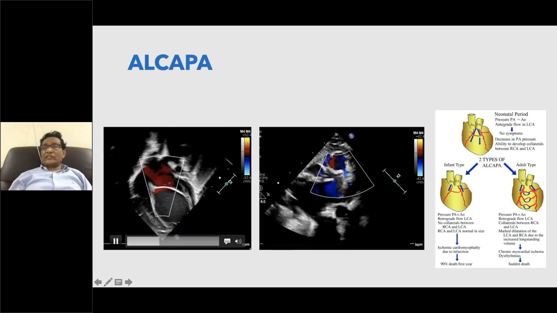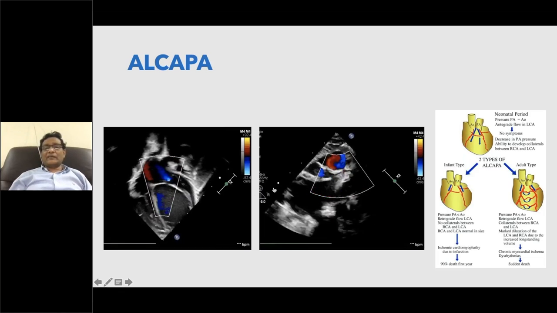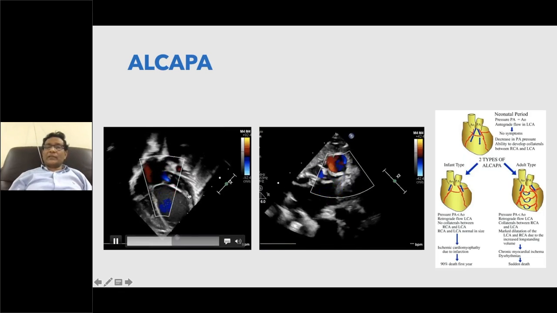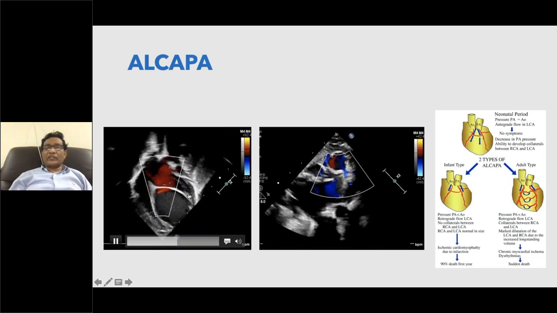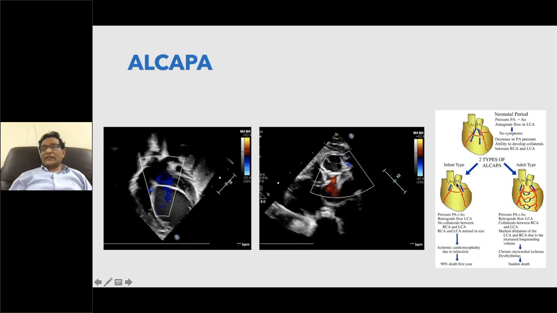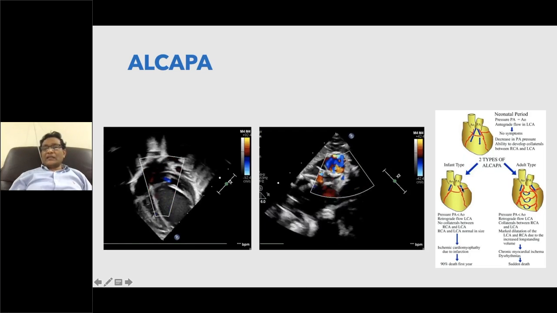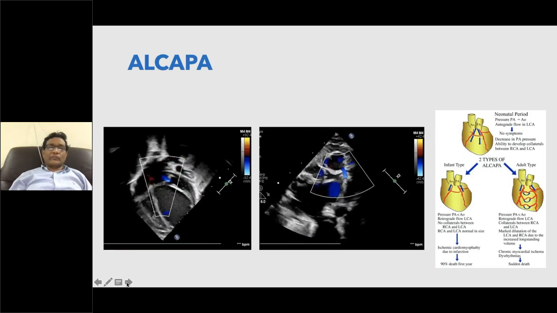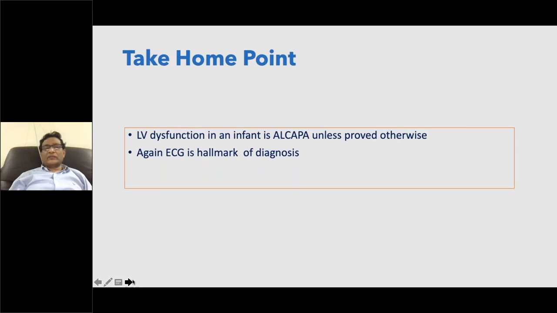That's why left ventricular dysfunction is very serious here. Because of this, the baby has gross heart failure, cardiomegaly, and gallop. So we have to treat surgically. We reimplanted the artery, and the baby improved tremendously well. Take home point: any LV dysfunction in an infant should make you think of ALCAPA, and the ECG is going to be a very, very good clinical hallmark.